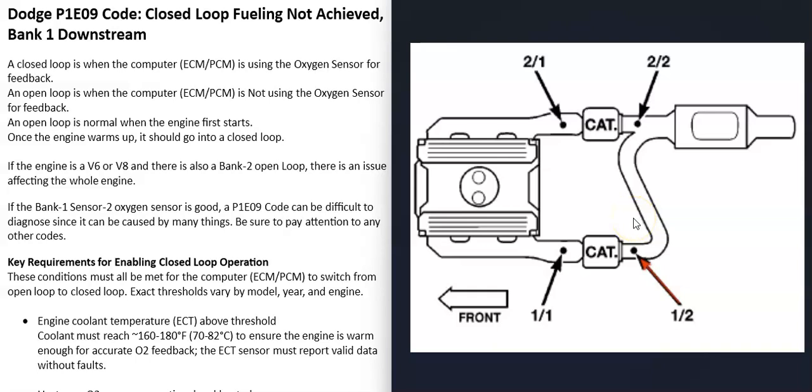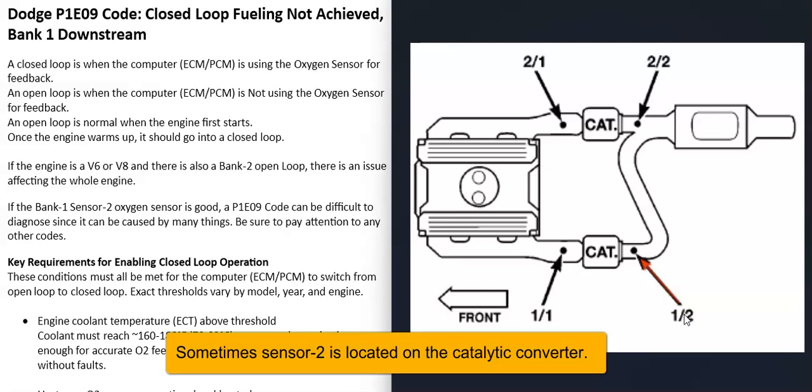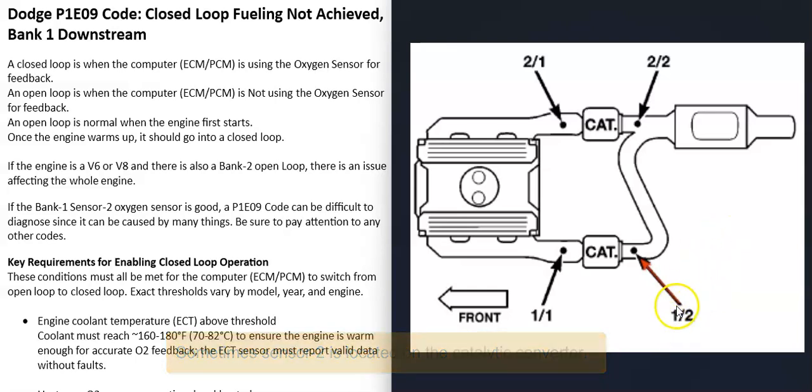And there's going to be 2 O2 sensors on each bank of the engine. Sometimes there could be 3, but usually there's 2. Bank 1, sensor 1, is going to be located before the catalytic converter, and it's also called the upstream O2 sensor. And bank 1 sensor 2 is going to be located after the catalytic converter, and it's also called the downstream O2 sensor. And this sensor 2, this downstream O2 sensor, is the one the computer's seeing a problem with.